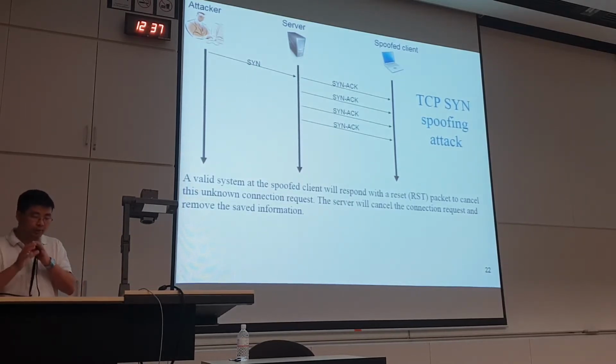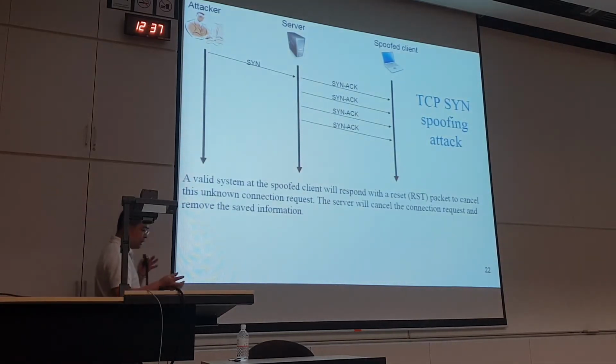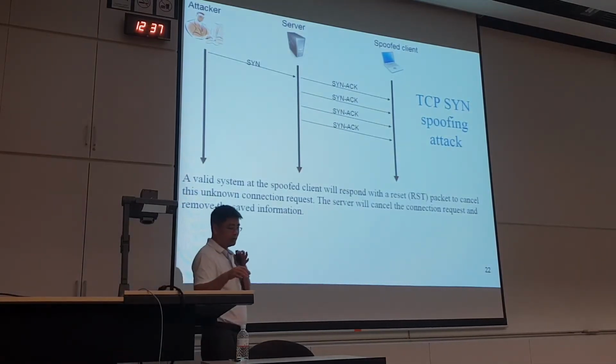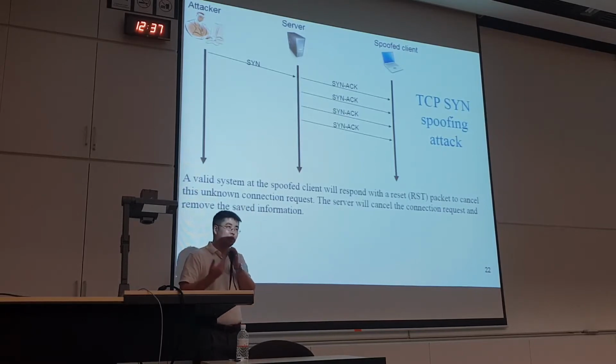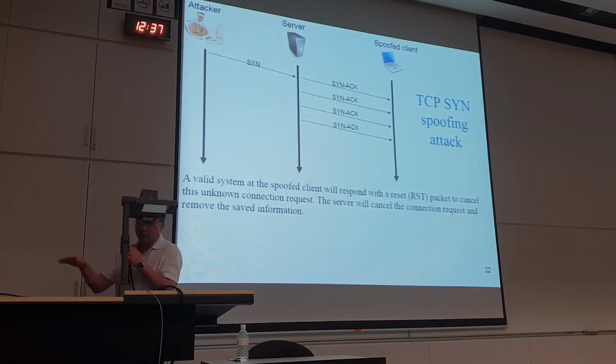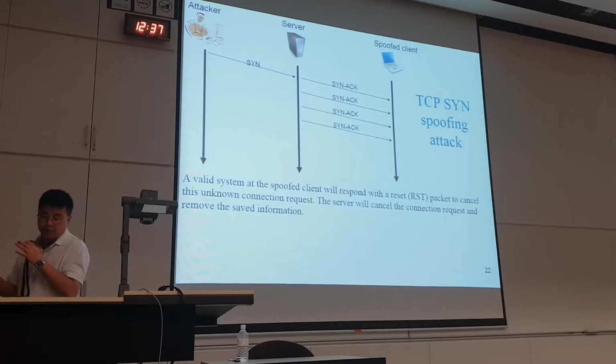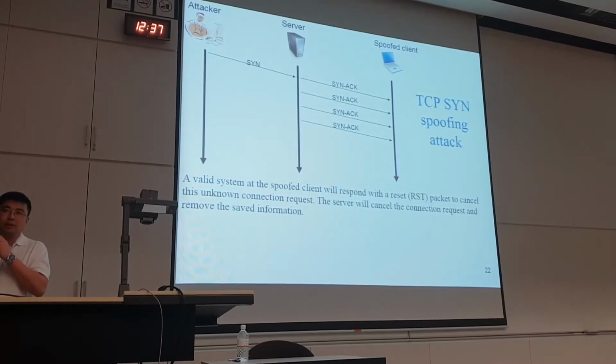So you just prepare a packet using some random IP address, and you send it to the server. The server sends a second message. However, because this IP address may not exist, the server will never receive any response. And then you keep on doing this using different random IP addresses. The server basically will have a lot of half-open connections.